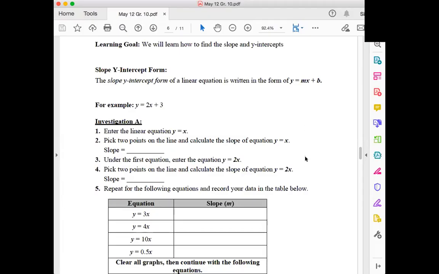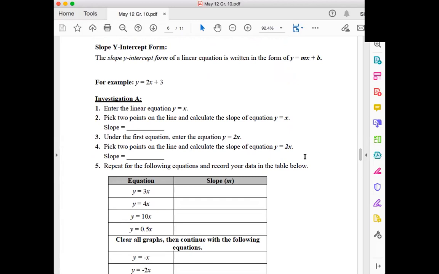All right, so we're on our second lesson for May 12th, so on Wednesday. We're going to look at the slope and y-intercept on a graph. So I'm going to share the screen here. We're going to have to change quite often because we're going to look at some graphs.